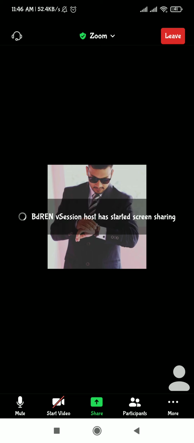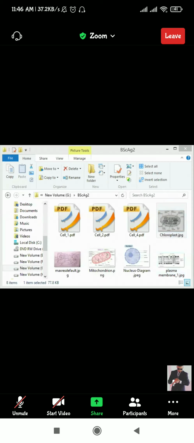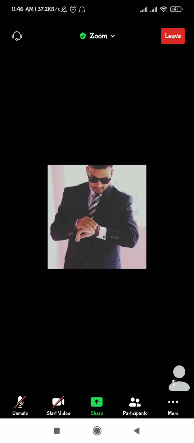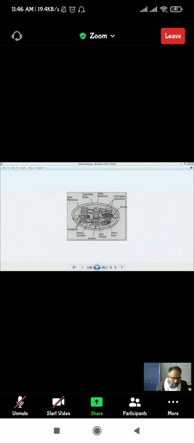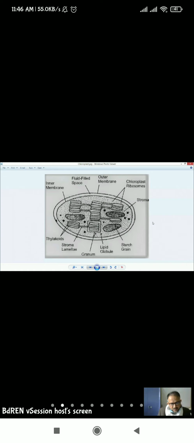Chloroplast, that's good. You have seen this? Yes, sir. So this is the chloroplast. Look here. This is an important organelle as well. All these components are organelles. And this is unique to plant cells. Yes or not? This structure is unique to a plant cell. Why? Because it's absent in animal cells.